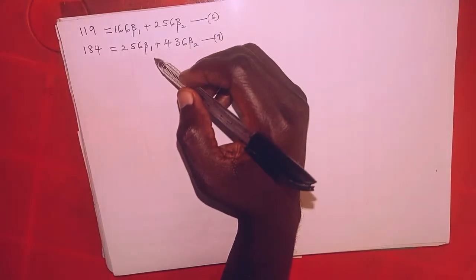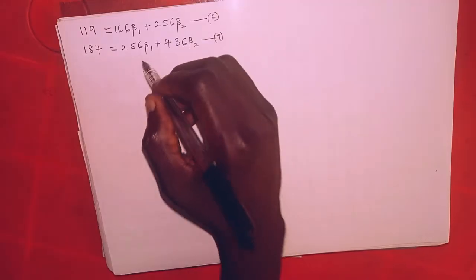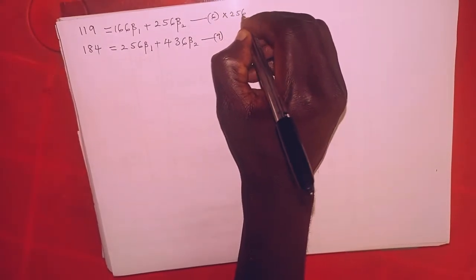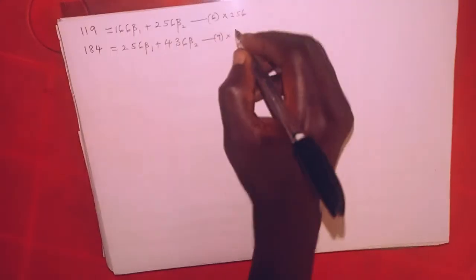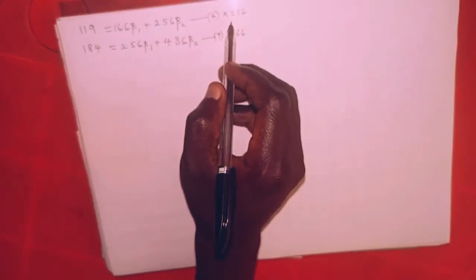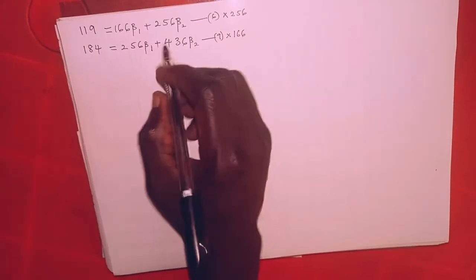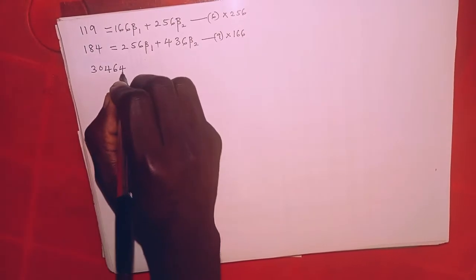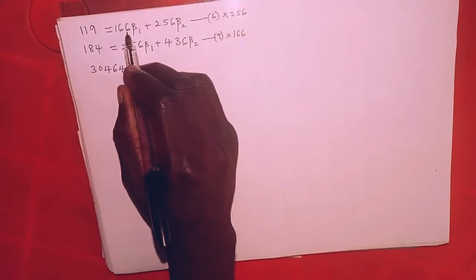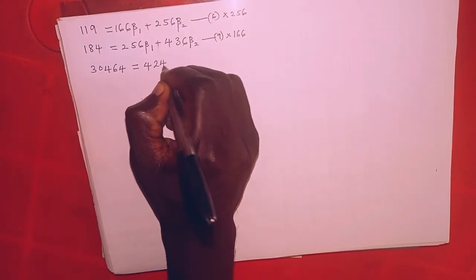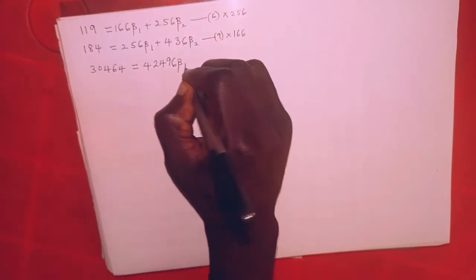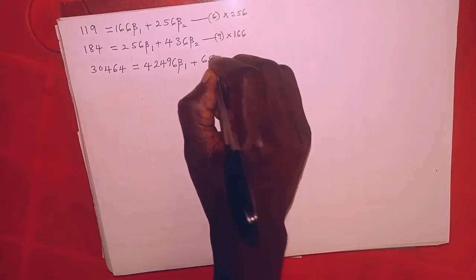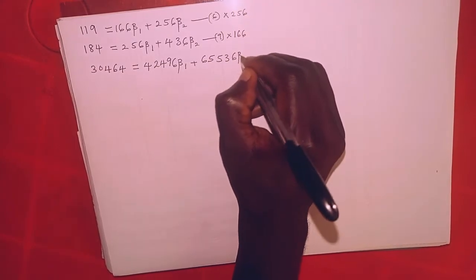So if we intend to eliminate beta 1, it means the coefficient of beta 1 in equation 9, we are going to use it to multiply the whole of equation 6. So which is multiplied by 256. Then equation 9 is multiplied by the coefficient of beta 1 in equation 6, 166. So if we multiply 256 by all of these values, then we're going to have 30464 equals to, this multiplied by this will give us 4249 beta 1 plus 256 multiplied by 256, that will be 65536 beta 2.